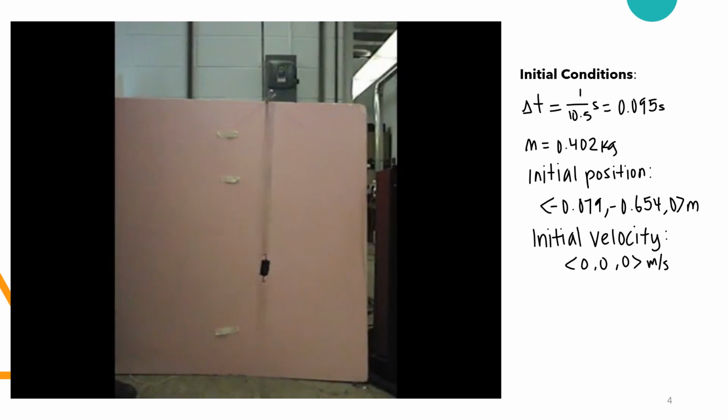Our initial position is negative 0.079 meters in the x direction, negative 0.654 meters in the y direction, and 0 meters in the z direction. Our initial velocity in all directions is 0 meters per second.